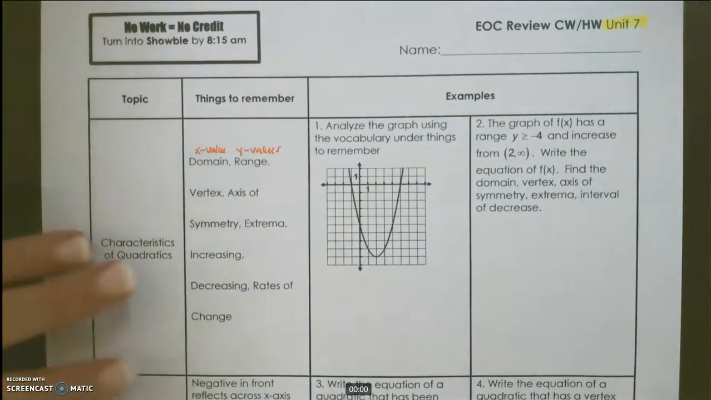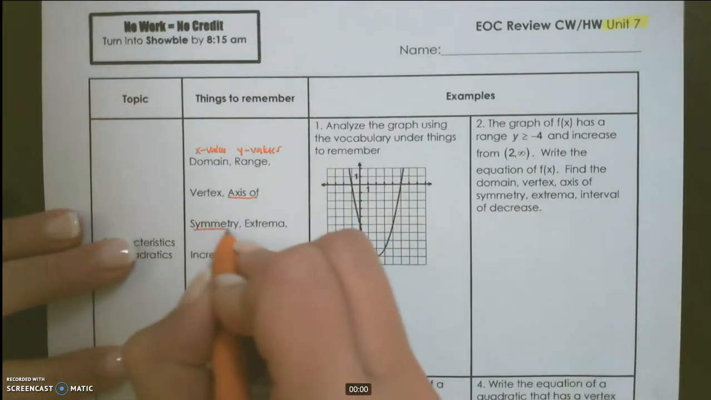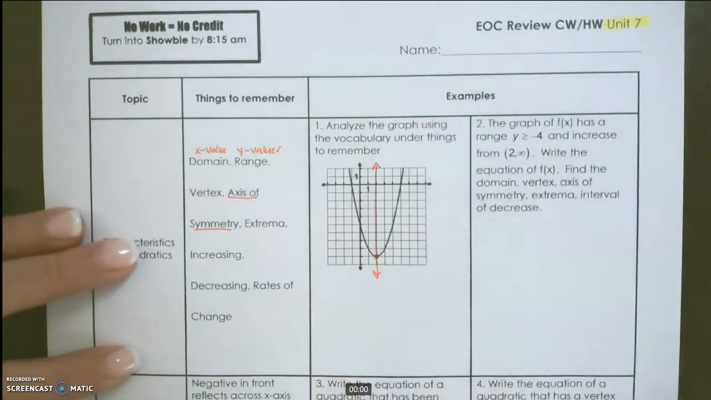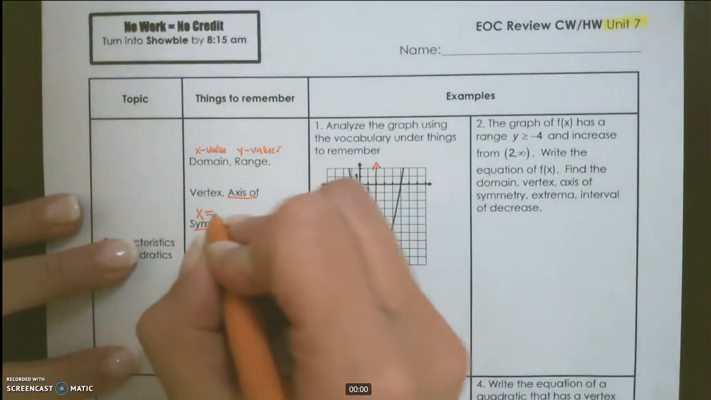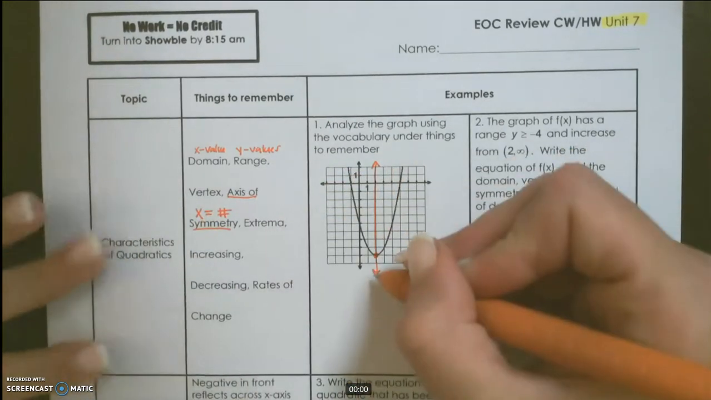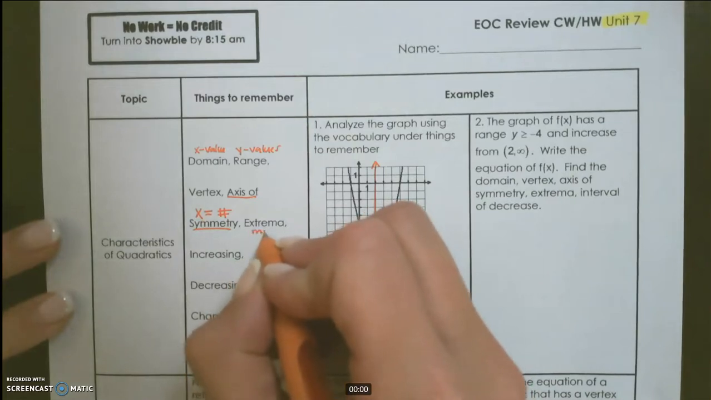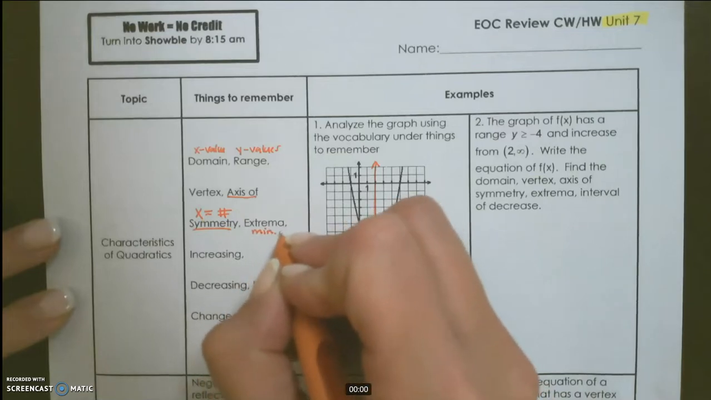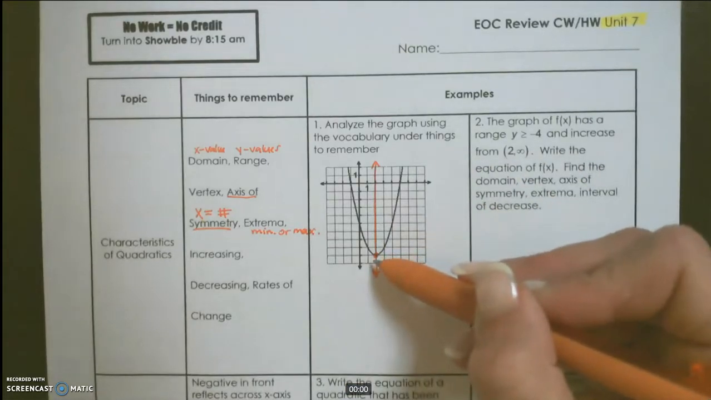We can talk about the vertex, which is the location of the highest or the lowest point. We can talk about the axis of symmetry, which is always going to be in the form x equals a number, because it's always going to be a vertical line. Extrema is just another name for whether it's a minimum or a maximum height. So in this case, we have a minimum location.